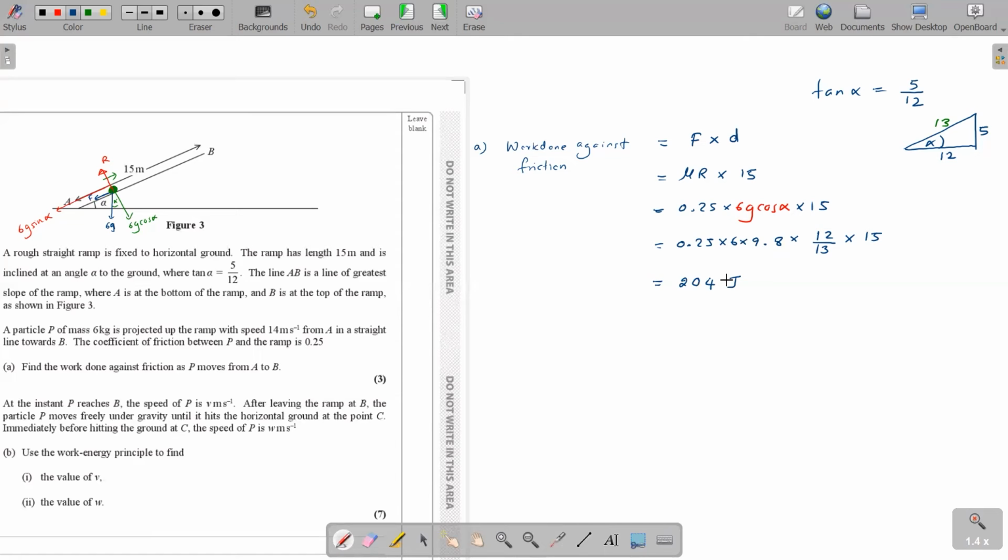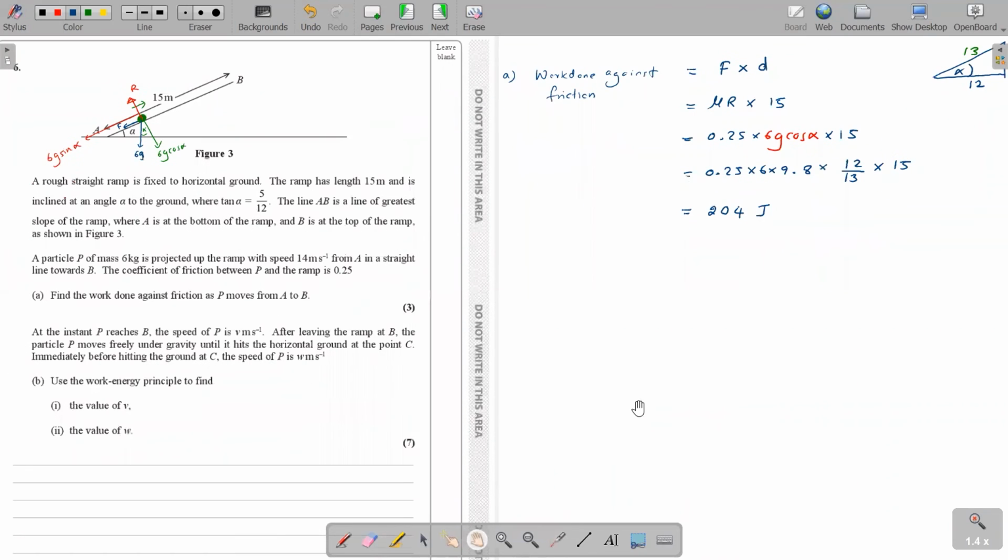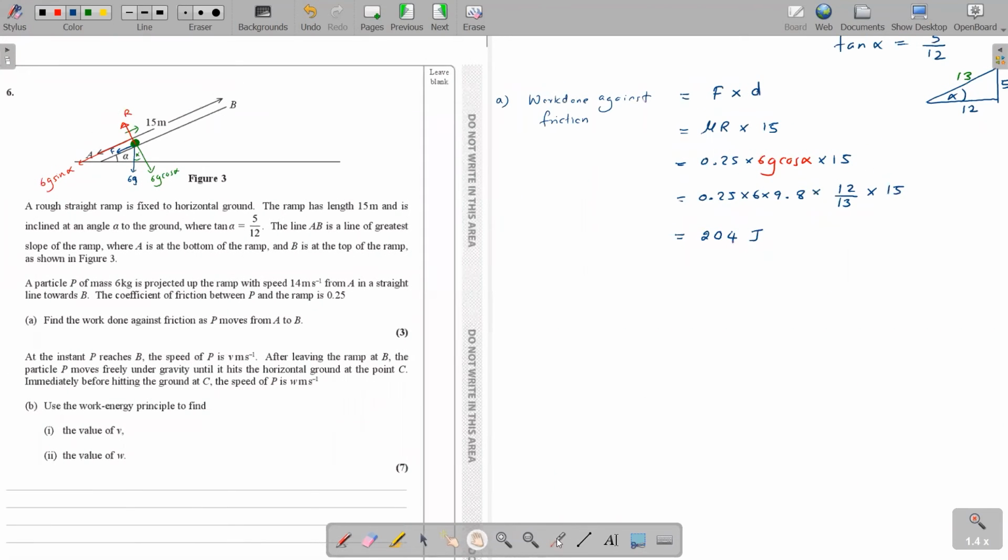By any chance, you shouldn't keep it in exact form because you have used g as 9.8. That's really important. That's the instruction they give you, so you have to follow the instructions to the letter. Then the work done against friction as P moves from A to B is 204 joules. Work done should be measured in joules, because it's energy.